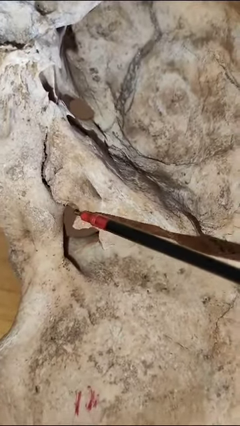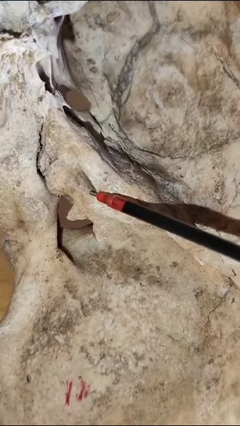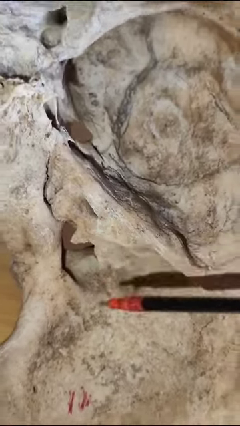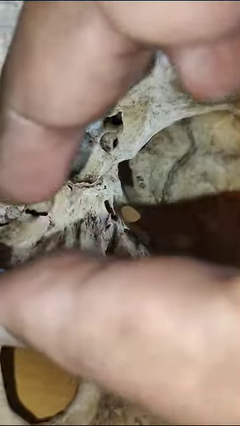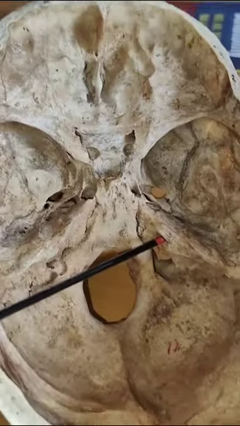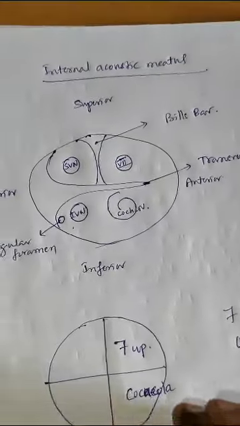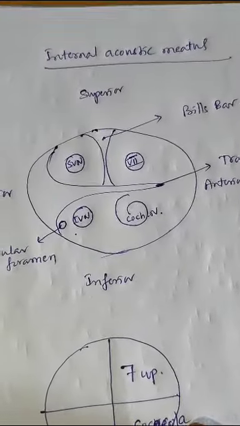So just above the jugular foramina, you have one foramen there, that is called the internal auditory meatus or internal auditory canal. So let us see the structures passing through it with the help of a diagram. This is the diagram of the internal auditory meatus or internal auditory canal.